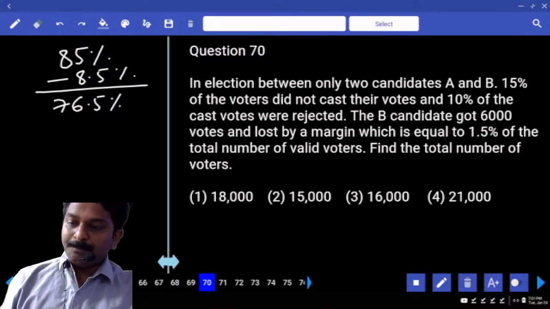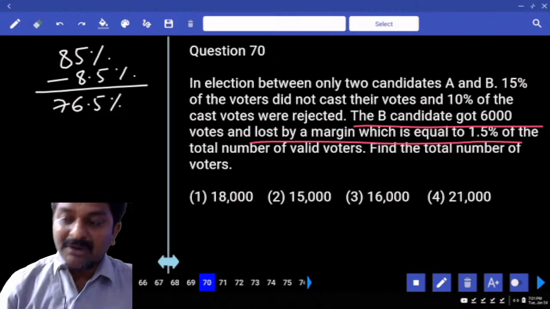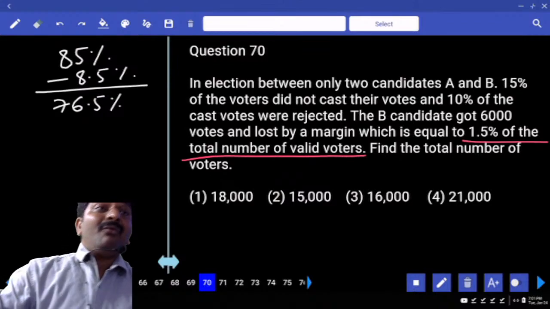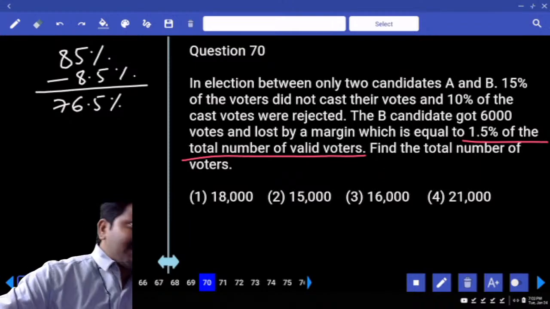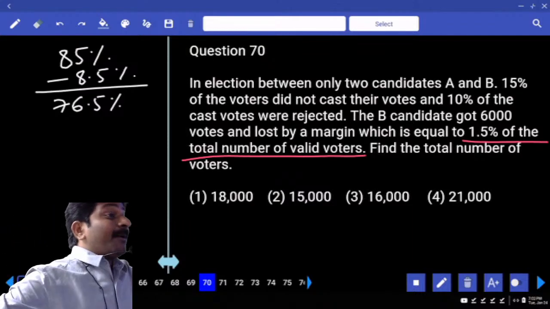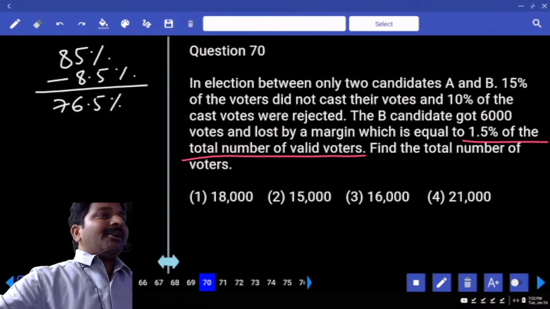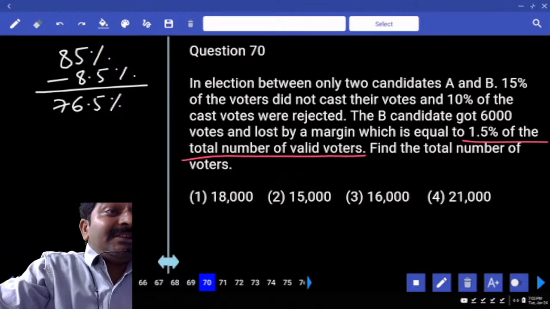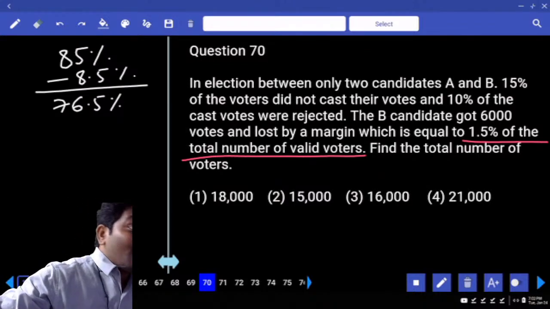Clear? Continue. The candidate B got 6,000 votes and lost by a margin which is equal to 1.5% of the total number of valid voters. Valid voters is different, valid votes is different. How many are valid votes here? 76.5% are valid votes which are polled. But now they are talking about total number of valid voters. How many are total number of valid voters?